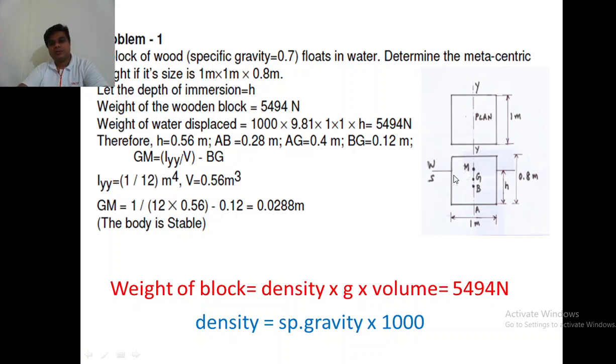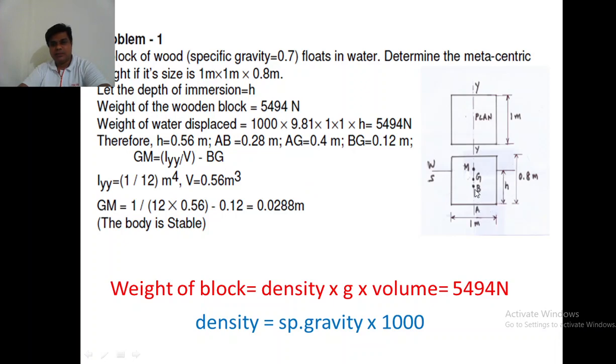And the weight of the water displaced is again rho g, that is density of water, g is 9.81, times the volume of the water displaced. The volume of the water displaced is length 1 meter, width 1 meter, and height h. This will be equal to the weight of the wooden block, 5494 Newton. If we solve this, we get h equal to 0.6 meters. So from this diagram, h is 0.6 meter.